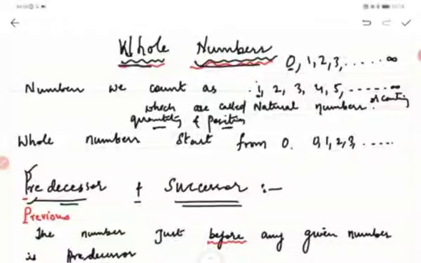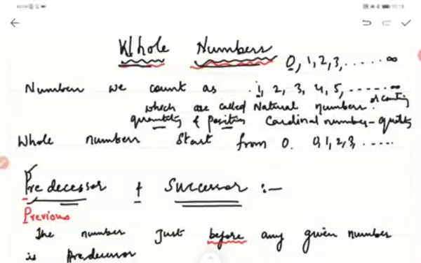So cardinal numbers tell the quantity. So cardinal number, what do they say? They say the quantity. They tell us the quantity.